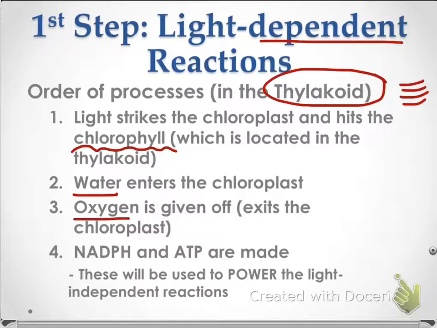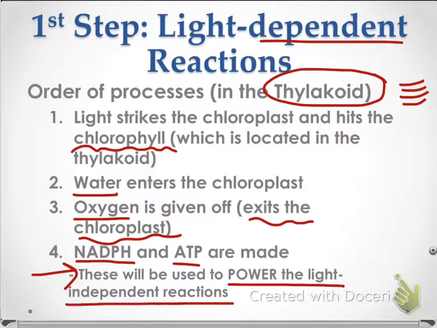And I have a picture to show all of this in a minute. The oxygen completely exits the chloroplast. Then NADPH and ATP are made. And very important right here, they are used to power the light independent. This is why the light independent doesn't need the sun's energy.